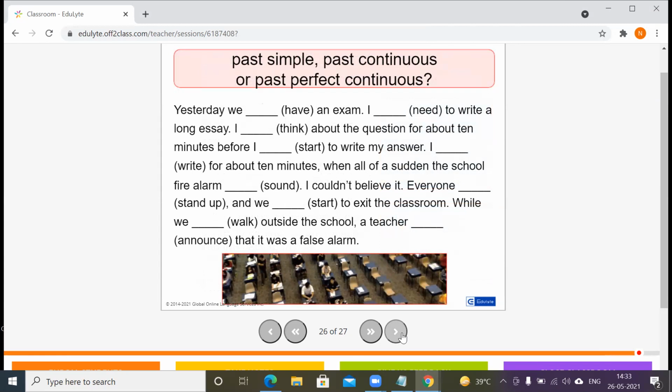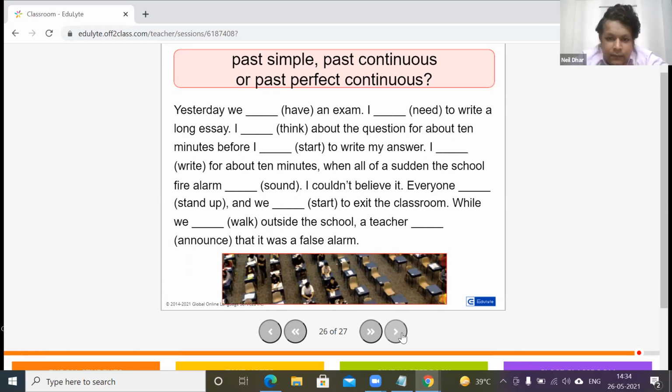Past simple, past continuous, or past perfect continuous. Yesterday we had an exam. Because it says we had an exam, but it doesn't say a duration. Okay. Next one. I needed to write a long essay.